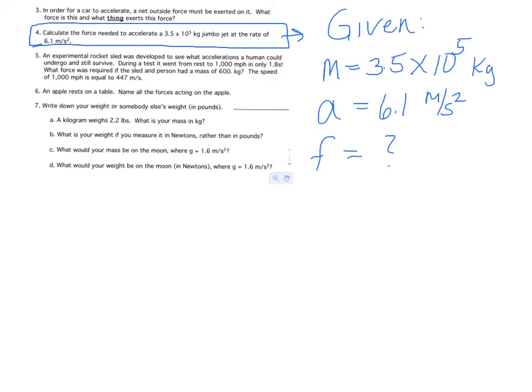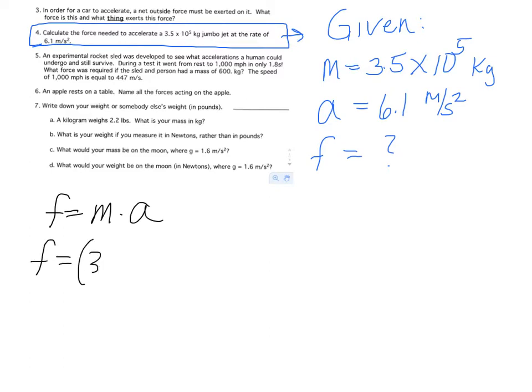We're going to work on number 4. Calculate the force needed to accelerate a 3.5 times 10 to the 5th kilogram jumbo jet at the rate of 6.1 meters per second squared. I've written the given information down to the right. Your mass is in kilograms, your acceleration is in meters per second squared, and we're solving for force. So let's go ahead and write the equation down. Force is mass times acceleration.